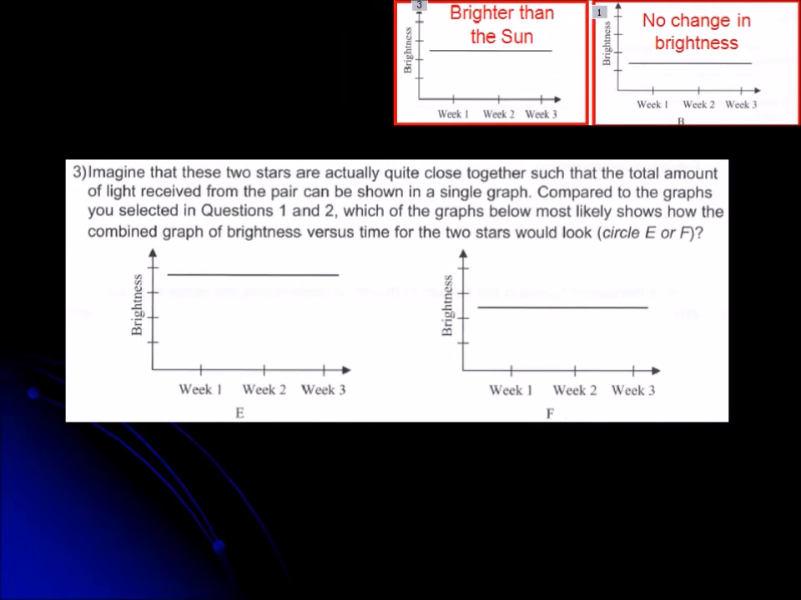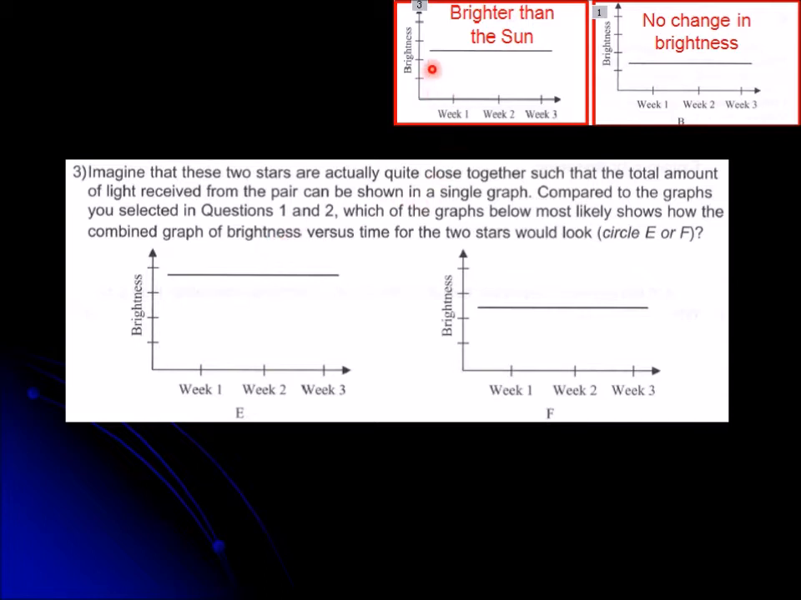Question number 3. Imagine that these two stars, and we're talking about the one brighter than the sun and the sun, imagine they are actually quite close, so that the total amount of light received can be shown in a single graph. In other words, we're going to be adding these two intensities. Which of these two graphs most likely shows the combined graph of the brightness versus time?